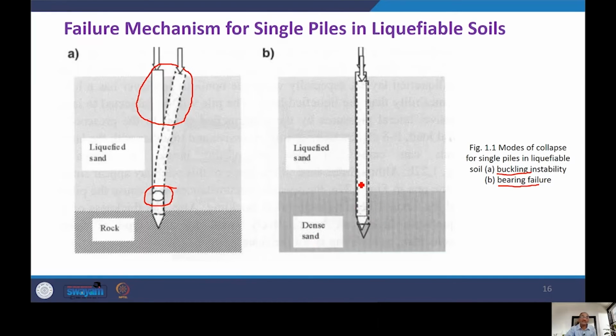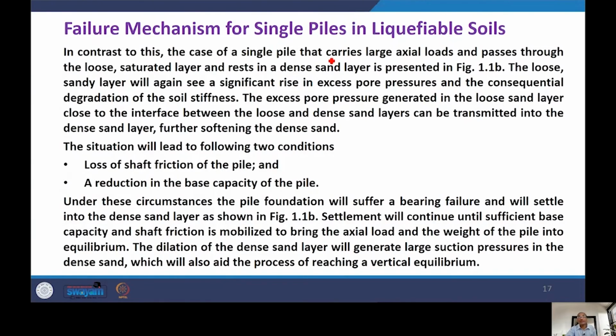Now let's discuss the second case, which is the bearing failure. In this case, in contrast to the case which we have discussed earlier, the single pile carries a large axial load, same as before, and passes through the loose saturated sand to rest in the dense sand. It is resting in a dense sand layer. Earlier it was resting on a rock.